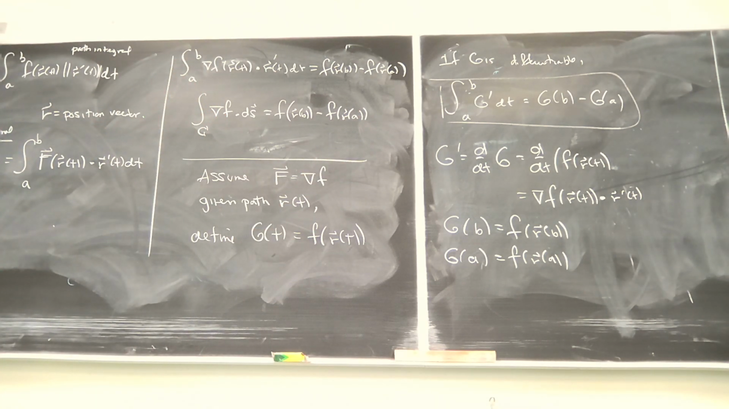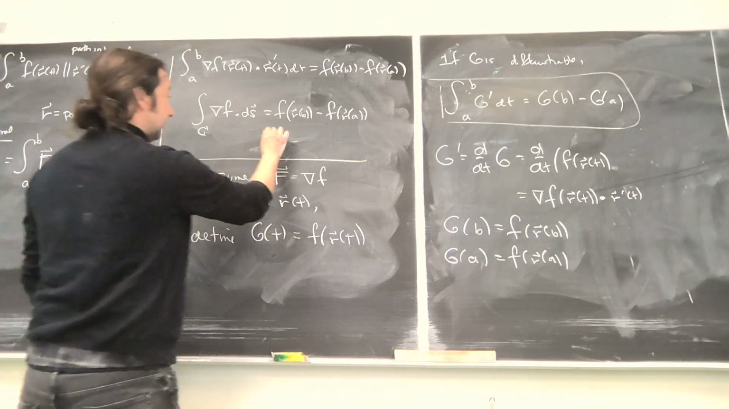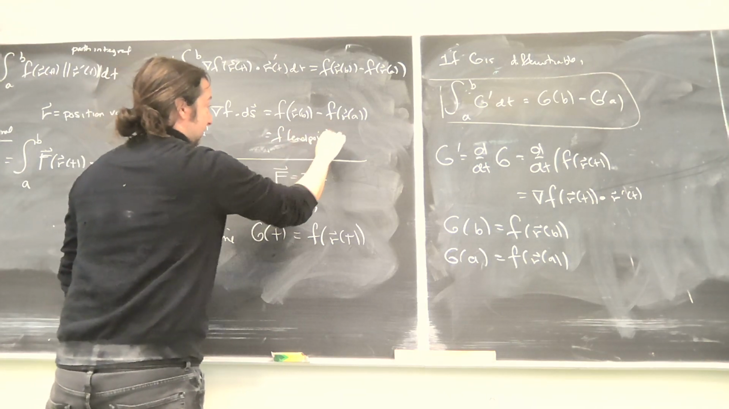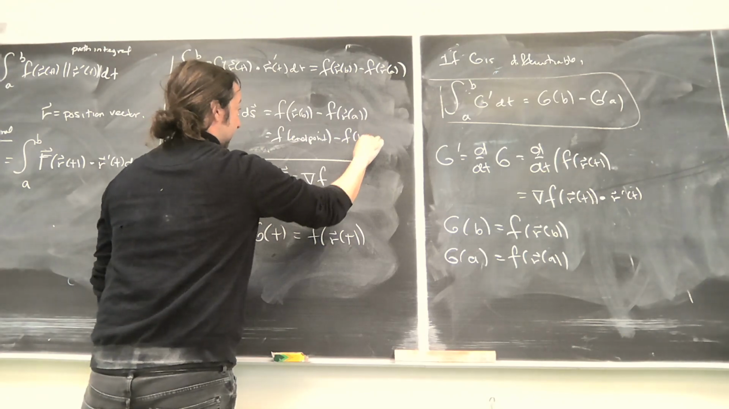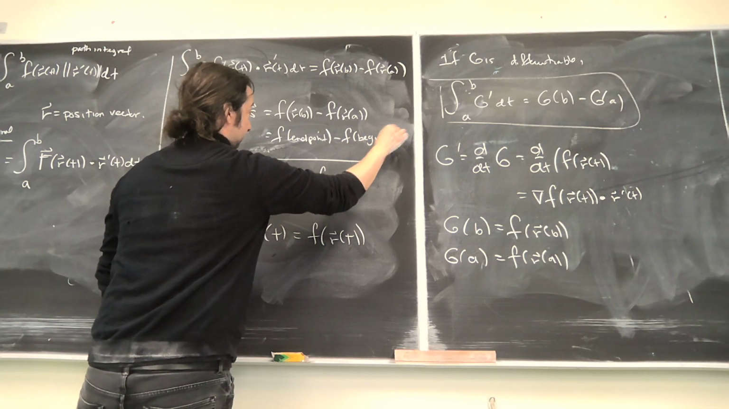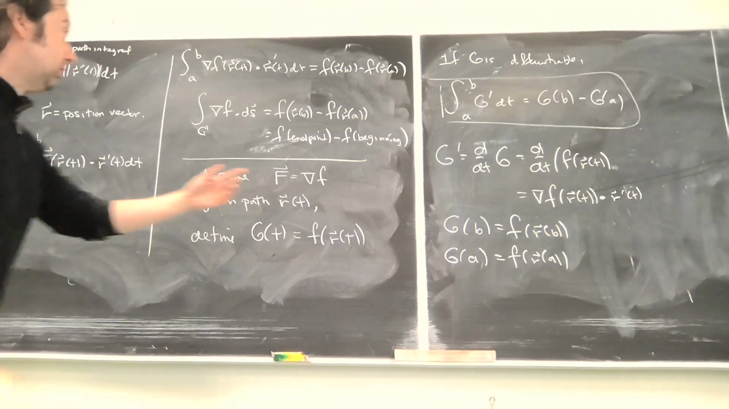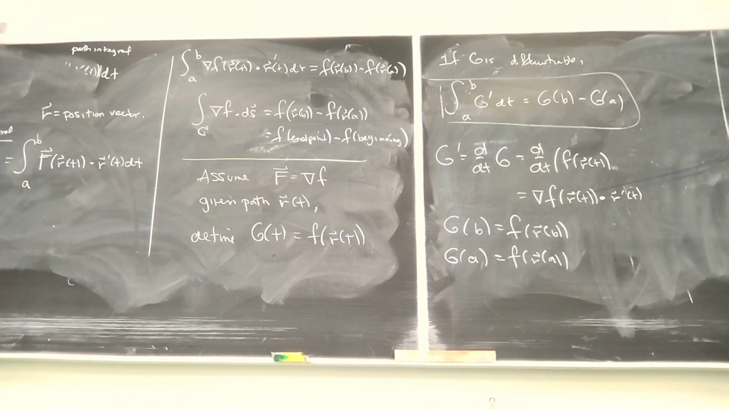You can do the integral of a gradient field without parameterizing anything. The r of t doesn't even matter. This is just f of the end point minus f of the beginning point. This is a pretty amazingly useful idea that we can do this. I'm going to show you in application what this looks like.